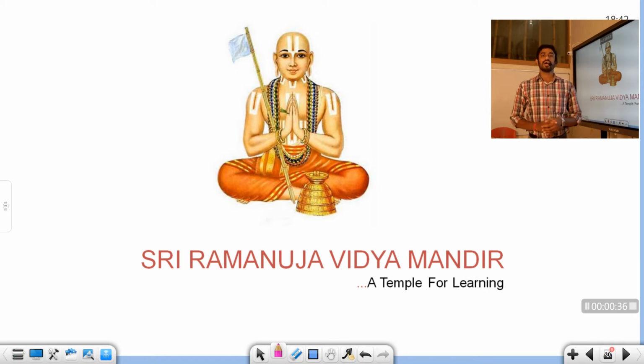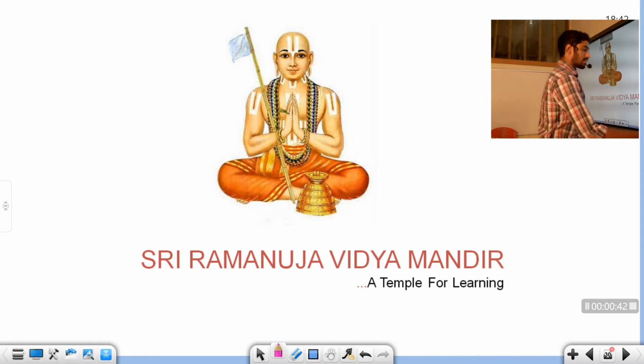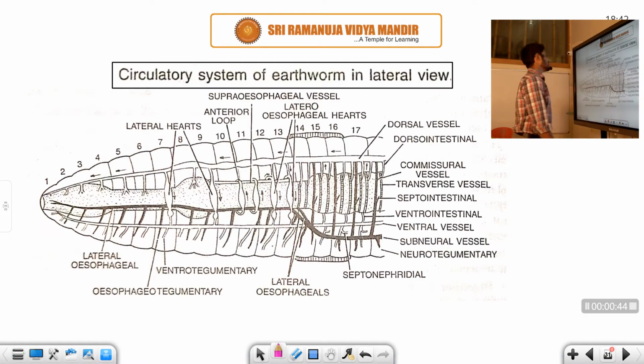So today's class I am going to discuss another system, that is the circulatory system. Let us see the circulatory system of the earthworm. See, this is a diagrammatic representation given here: the circulatory system of the earthworm in lateral view. This is a lateral view, students.